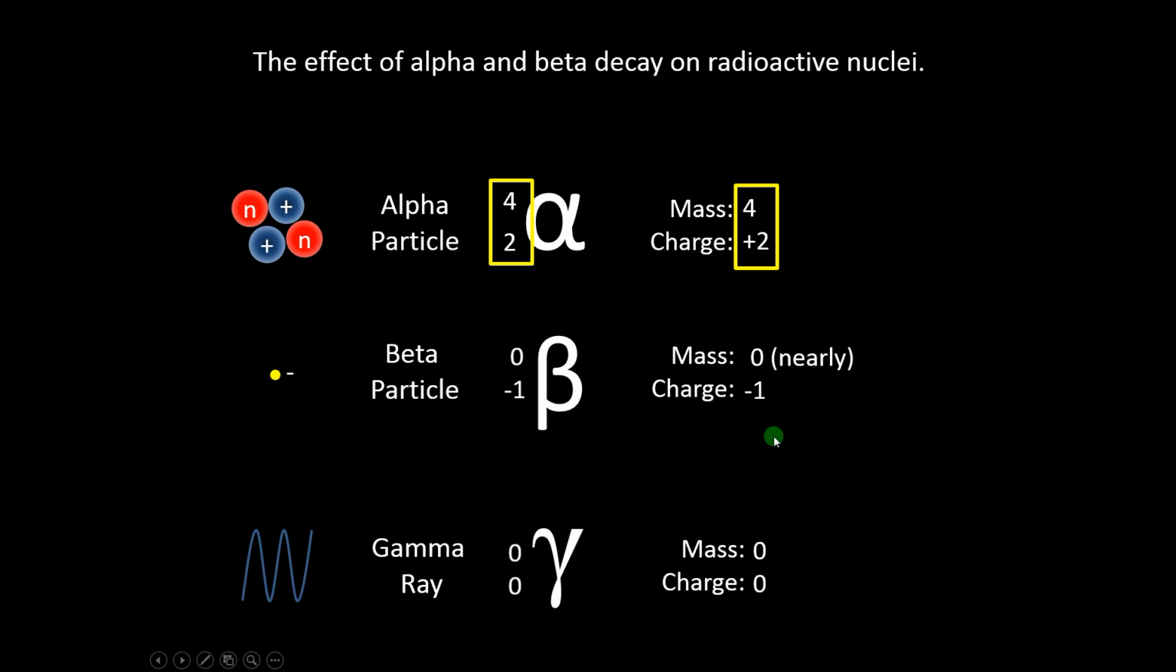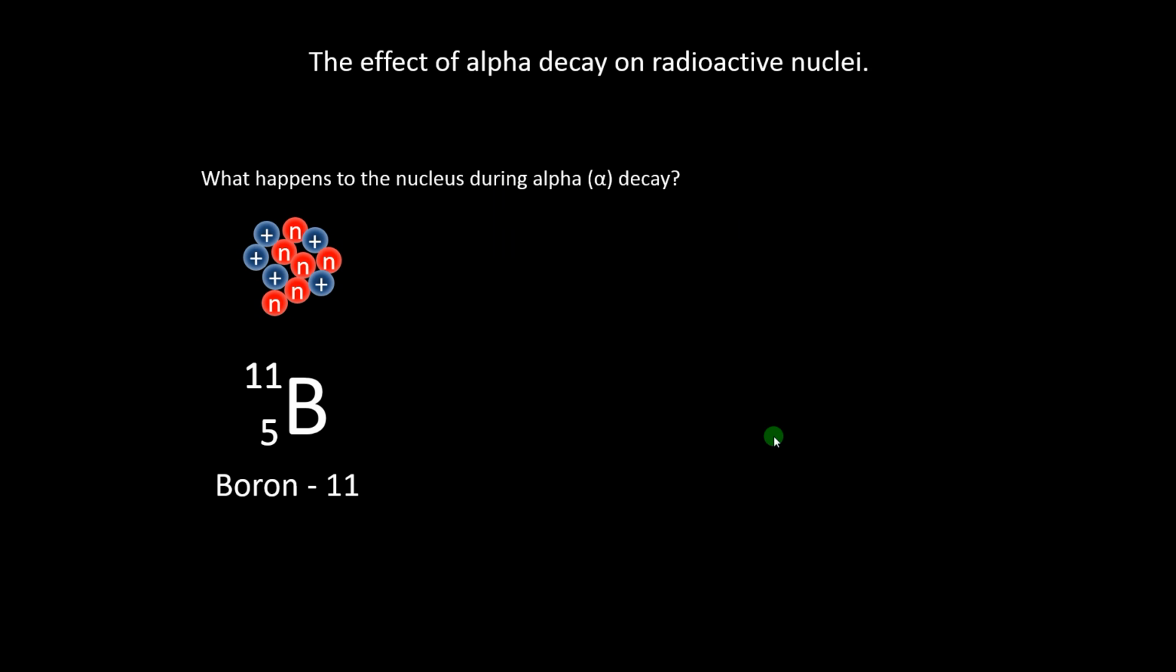Okay, so let's look at a couple of examples. First, starting with alpha particles. So, what does the alpha particle do to the nucleus? So we've got this nucleus here, 11,5 boron, and it undergoes alpha decay. You'll never be asked to work out which decay something undergoes without being given clues. So you're not going to be expected to remember that boron 11 undergoes alpha decay.